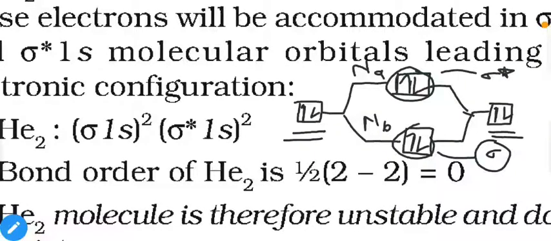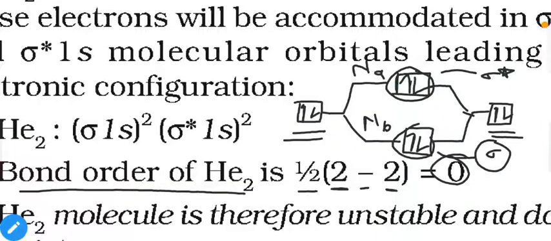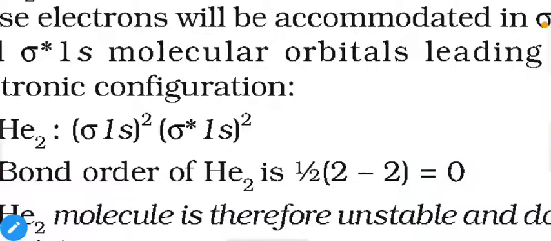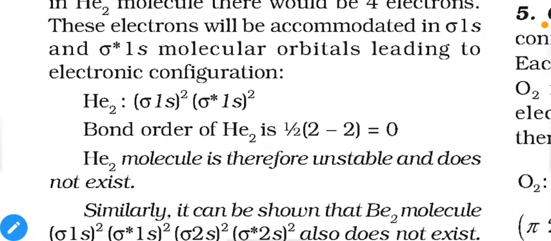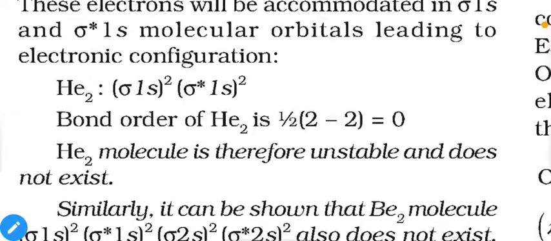So as per our equation, the bond order for helium is half of the number of electrons in bonding minus the number of electrons in anti-bonding orbital, which is 2 minus 2, so it will be 0. So 0 bond order is obtained for He2. That means no bond is possible between two helium atoms. That's why the He2 molecule is unstable and does not exist. Okay, so we can prove that using this theory.